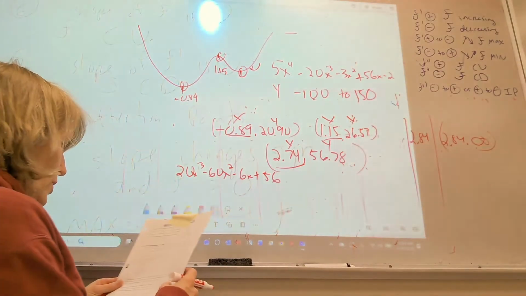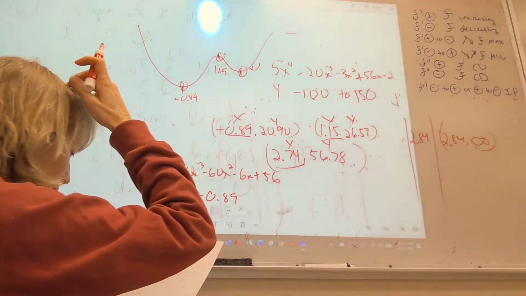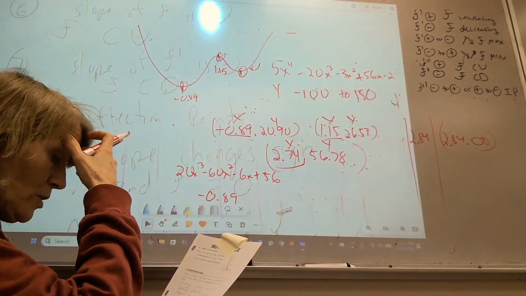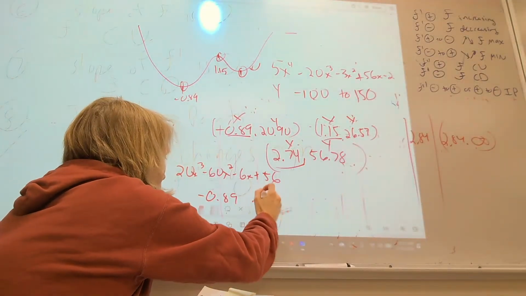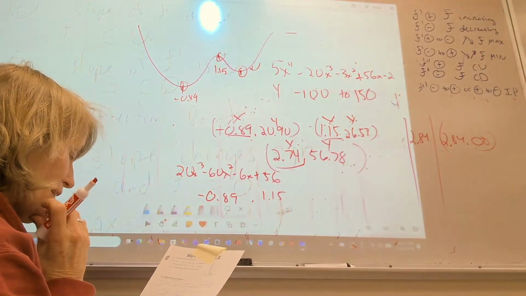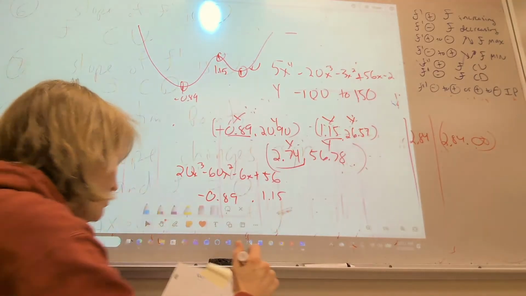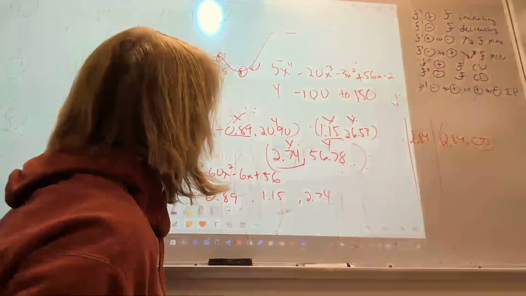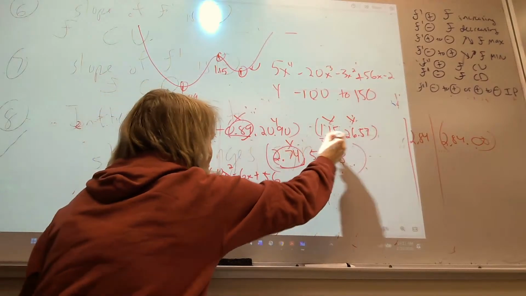So for the last one, you should get minus 0.89, just like you got before. Then for the next one, you should get 1.15 for your zero crossing. And then your last one should be the same as you got before, 2.74. These same values, which were our max and min on our first derivative, are the zero crossings of the second derivative.